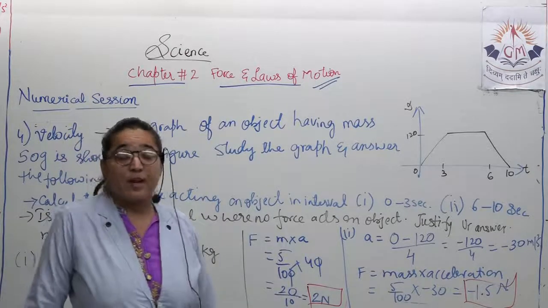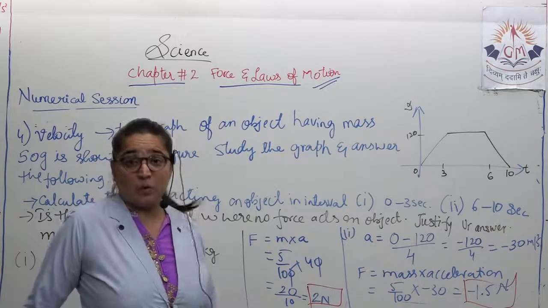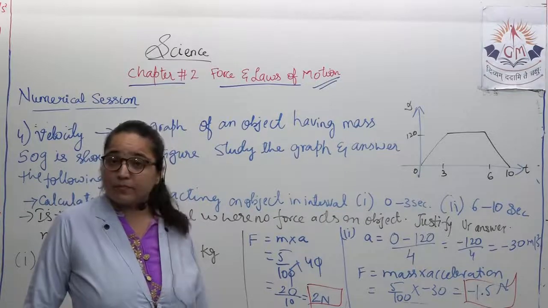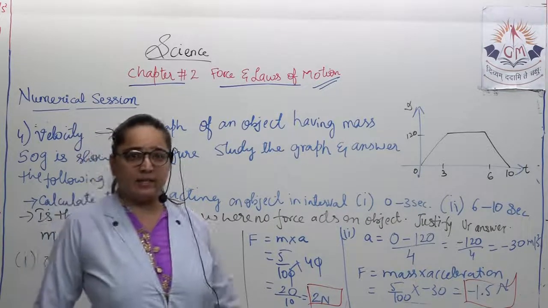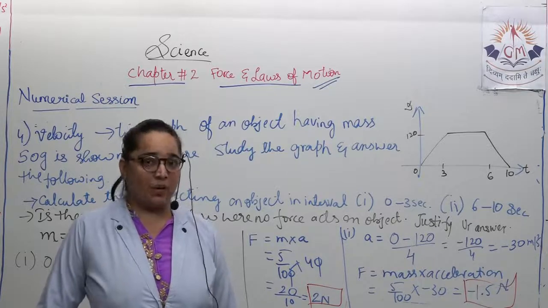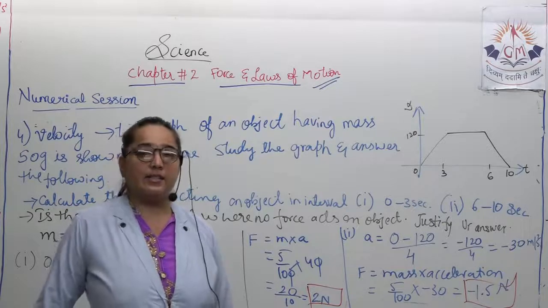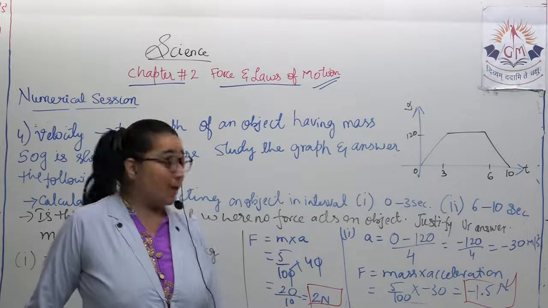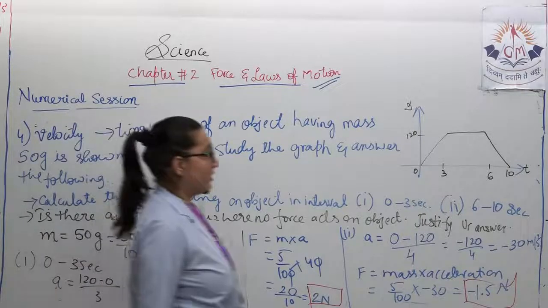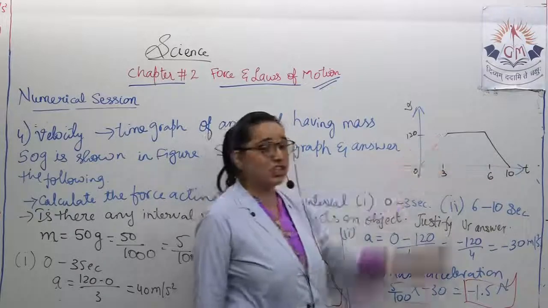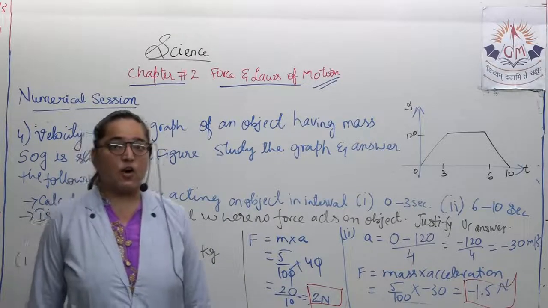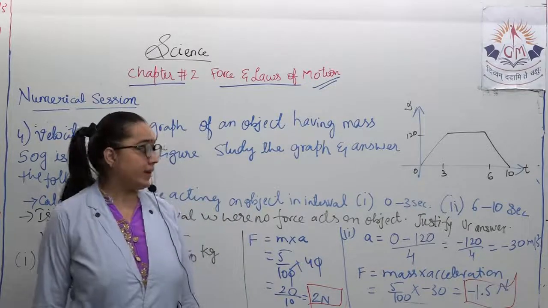Okay, I'm dictating the answer of the second one. Kindly note it down. In the interval from 3 to 6 seconds, the acceleration is 0 because the final and initial velocity of the object are the same. Okay?